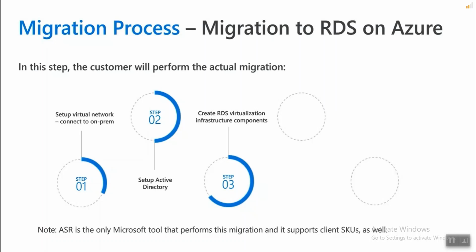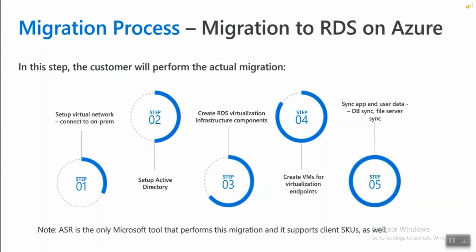Once the infrastructure is set up, you go ahead and create the virtual machines that are going to be part of this RDS infrastructure. The way you do it could be a lift and shift method, replicating every single VM from on-prem. Or you can create your own golden image, if you want a subset of your on-prem applications on Azure, and then create new VMs that are joined to the RDS infrastructure here. Once all of this is done, you sync your application and user data, or your user profile disks, from on-prem to Azure.